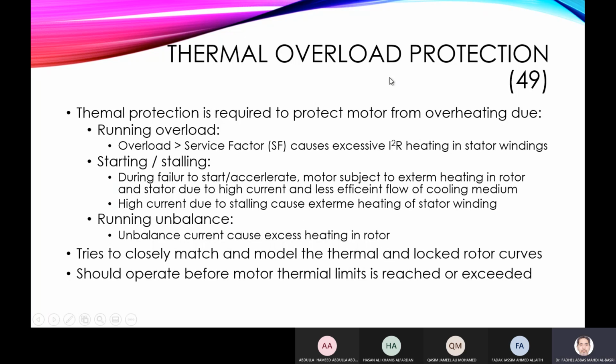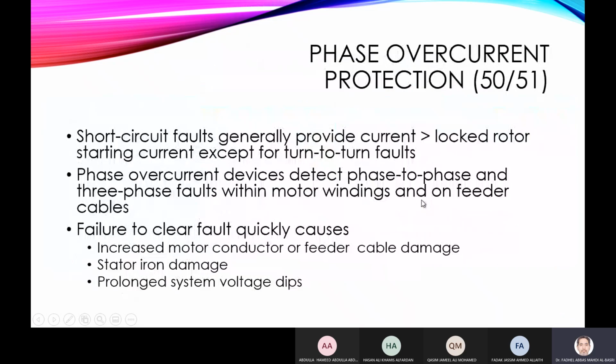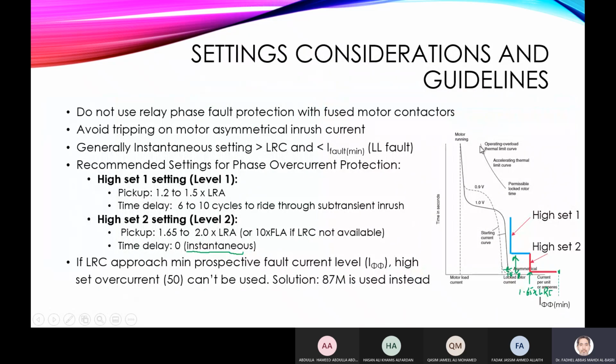We want to match the overload relay characteristic close to the thermal and locked rotor curves that I presented at the beginning. This characteristic, you want to bring it very close here so that you fully utilize the potential of the motor. You don't want to trip the motor if the overheating does not reach the limit.